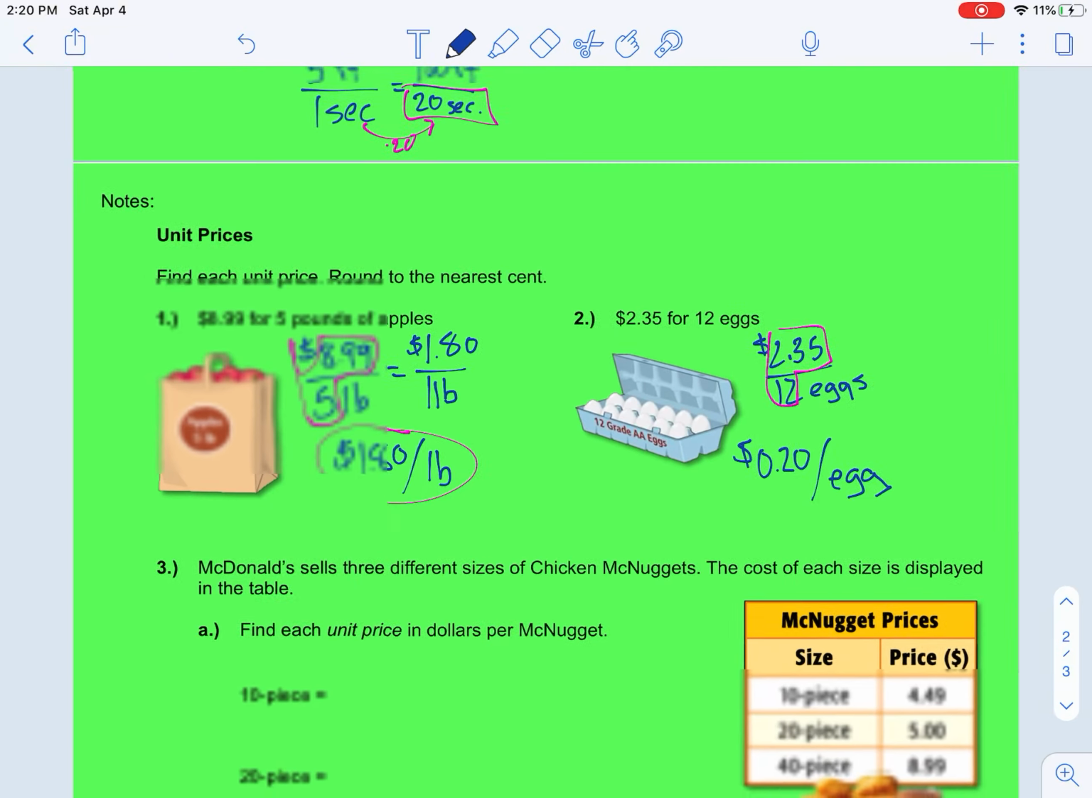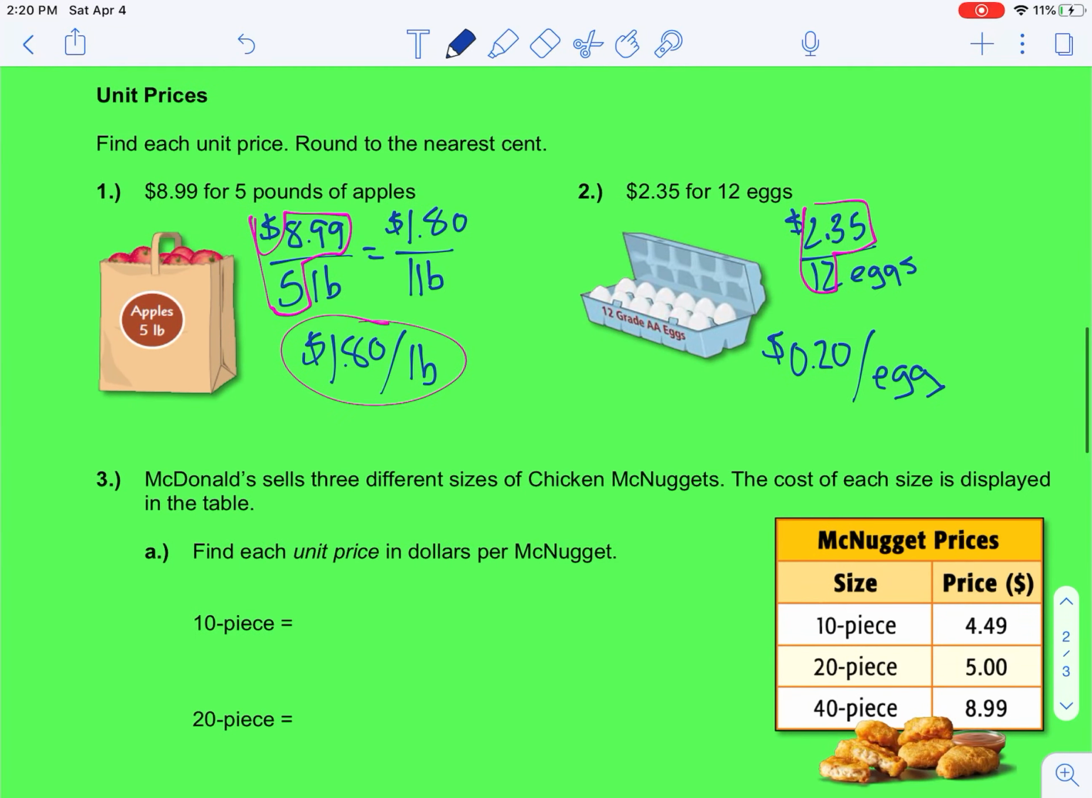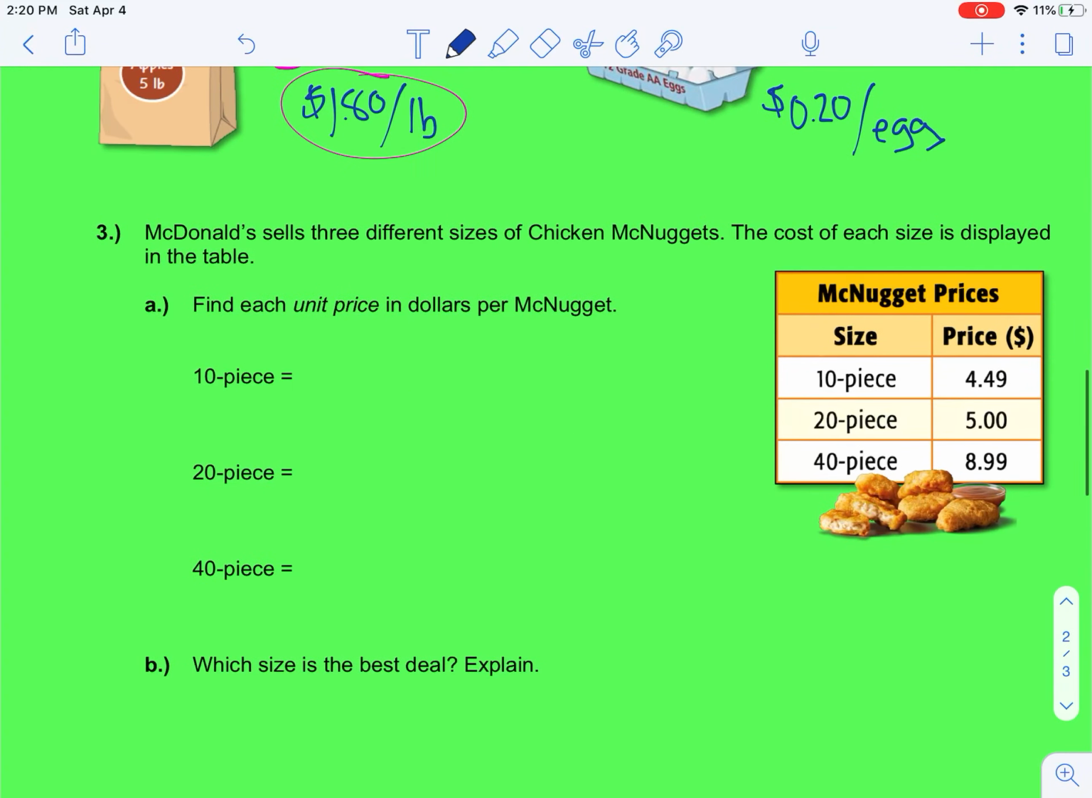Okay? All right, when we are doing unit prices, a lot of times what we're doing there is we want to do that so that we can compare and find our best deal. So our example for this is about chicken nuggets, or McNuggets, even better. So number 3, McDonald's sells 3 different sizes of chicken McNuggets. The cost of each size is displayed in the table. Find each unit price in dollars per nugget.